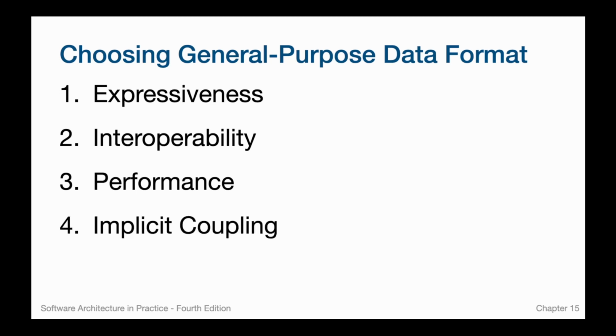Implicit coupling. What assumptions do we share between the actors and elements that could lead to errors or data loss when we're decoding messages?